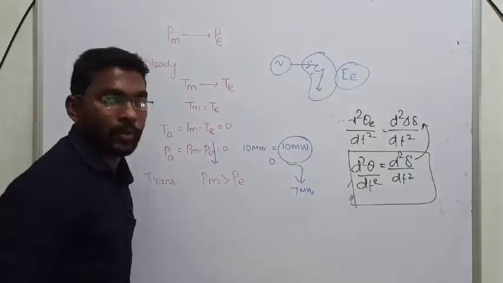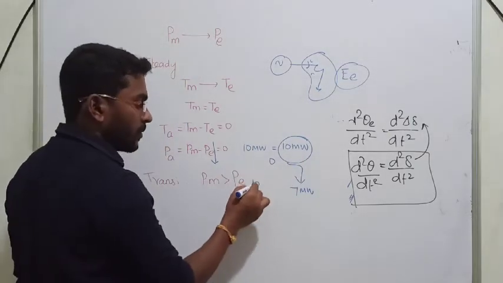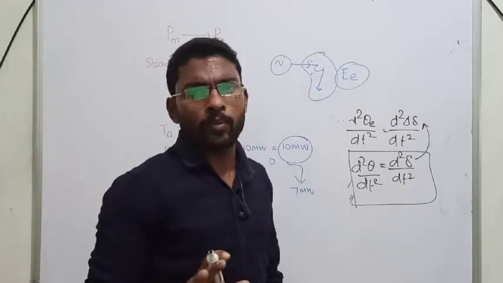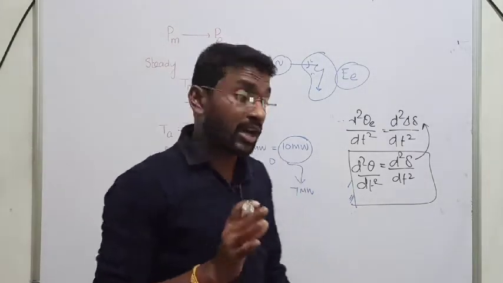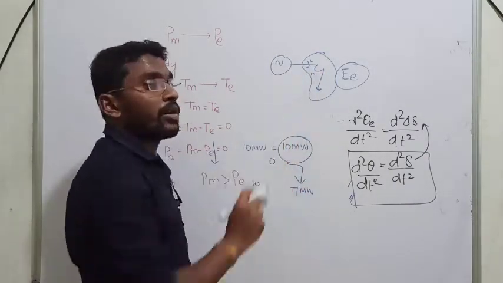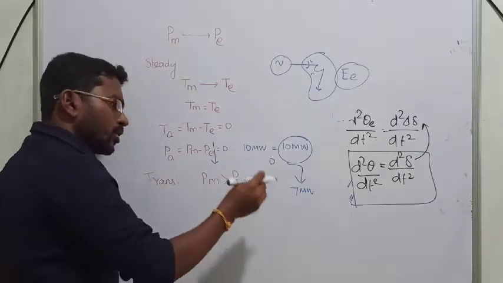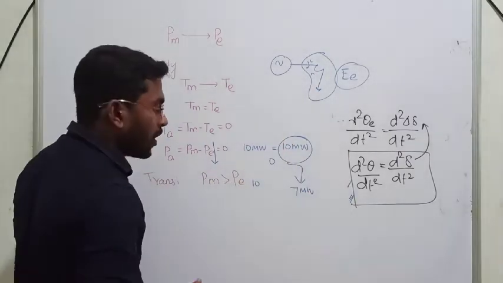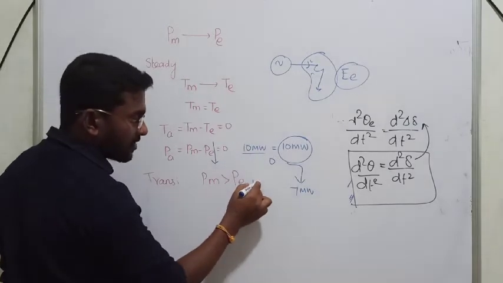In resultant, what will happen? Still my mechanical power is constant, because the mechanical time constant of the rotor is very high. You cannot change the mechanical power or mechanical torque easily, but you can change the electrical power, because electrical variations are possible at the output terminal of the alternator. So, due to some abnormal condition, my electrical power is suddenly reduced to 7 megawatt. Now, if I compare, the mechanical power is still 10 megawatt.